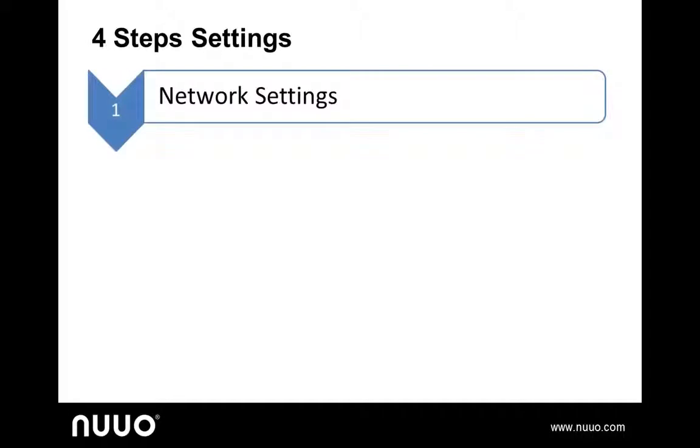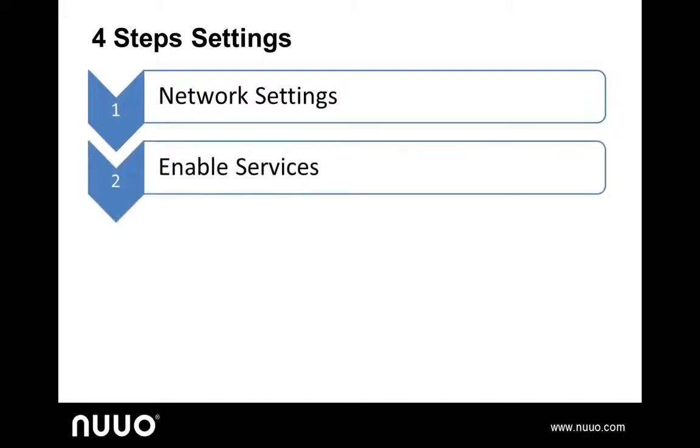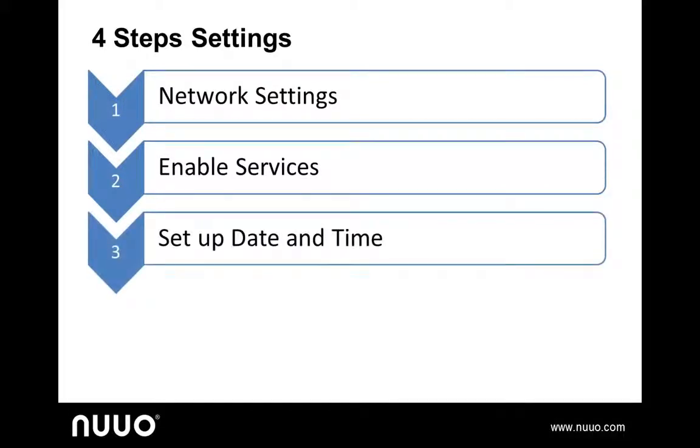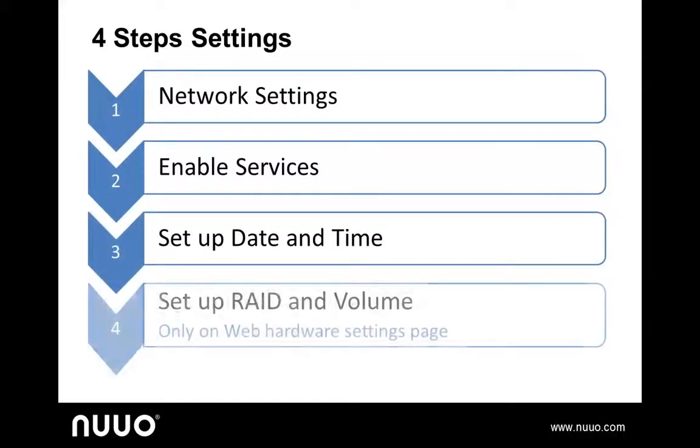First, you need to input the network information. Next, enable the services on Titan. This is followed by keying in the date and time. Finally, to complete the setup process, you need to create the RAID and volume via the Titan Web Hardware Settings page. Now let's introduce the process for setting up Crystal 2.0 via the installation wizard.